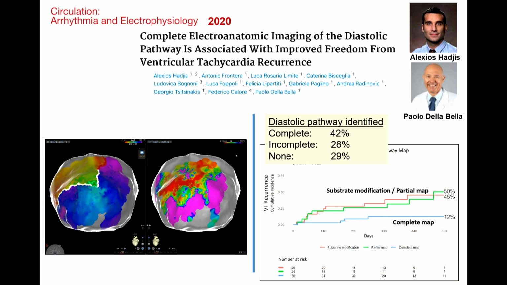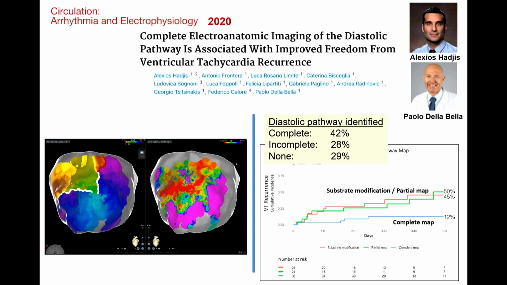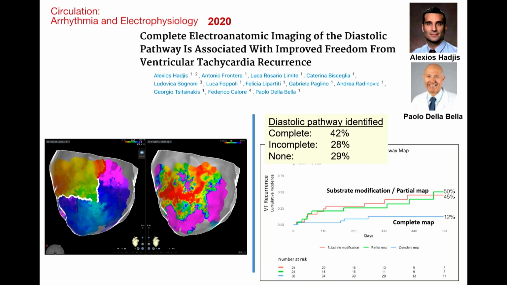Well, now, although substrate mapping has been widely adopted and is pretty effective, it is still useful to be able to identify a critical reentry circuit, particularly if you have a known clinical VT or a VT that originates in a high-risk area, such as adjacent to the conduction system or in the epicardium adjacent to the phrenic nerve.